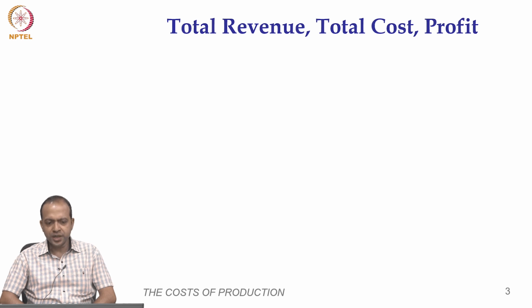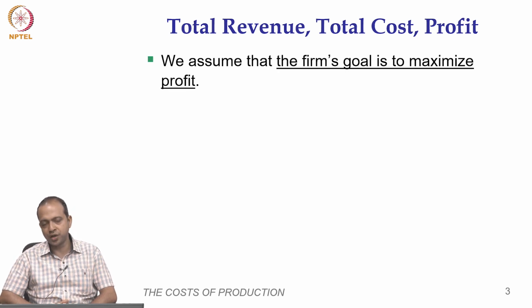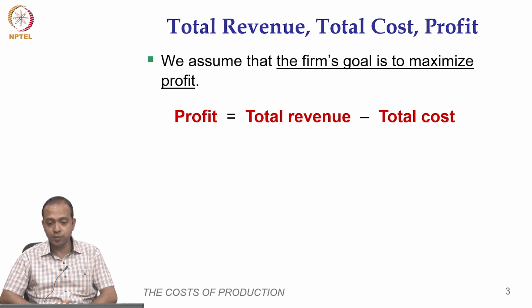Now, today we will talk about cost in detail. Why is cost important? Once again, because we assume that the firm is basically a profit maximizer. The firm's objective is to maximize profit, and how do you maximize profit? We assume that the firm's goal is to maximize profit, and profit is total revenue minus total cost.